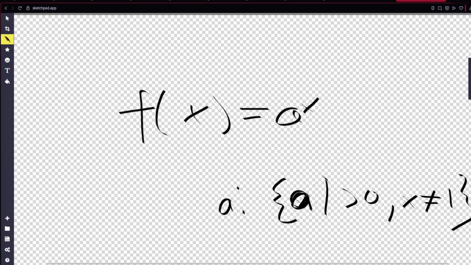The reason why it doesn't work for negatives is because theoretically it would be undefined for certain values.